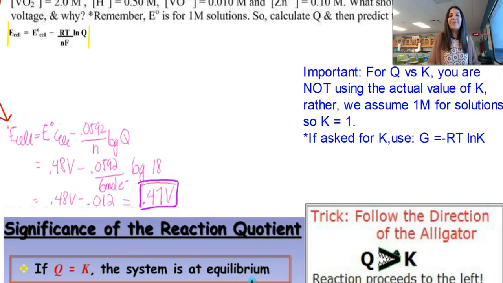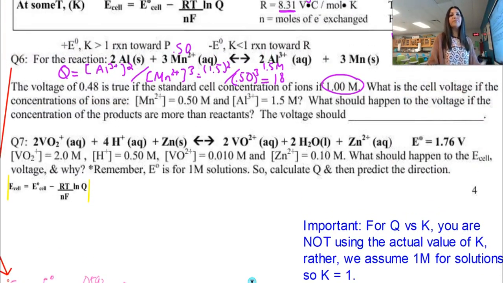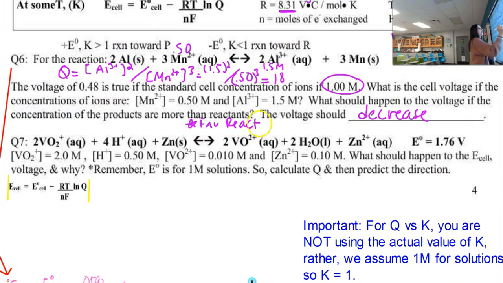It didn't go down by that much, but again, what was important was that since we were favoring the reactants and our reaction was going backwards, our voltage should also be decreasing. So the voltage should decrease if we favor the reactants, then K is going down, K is decreasing, so our E cell should be decreasing as well.